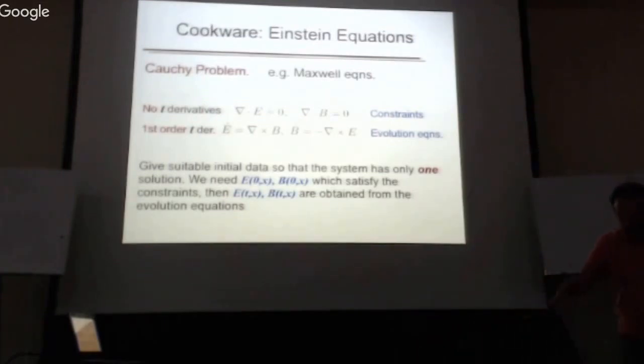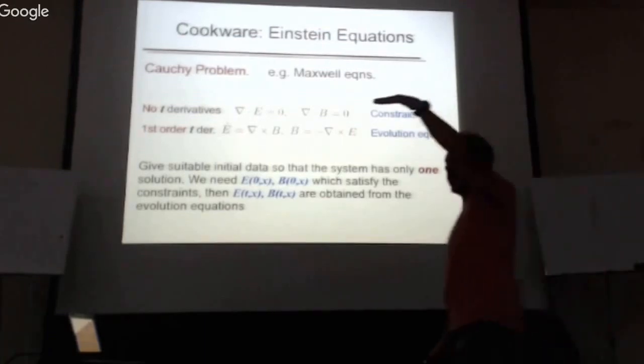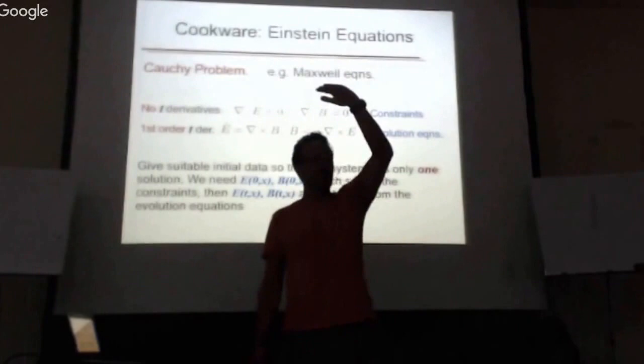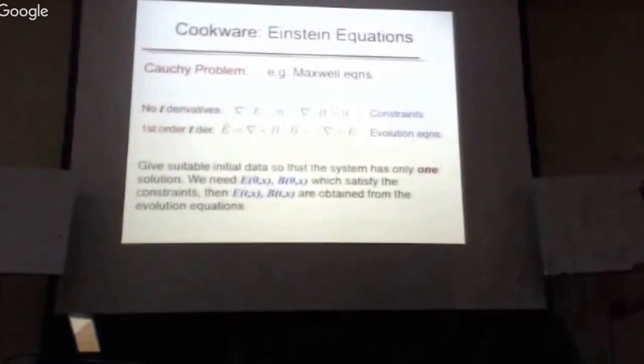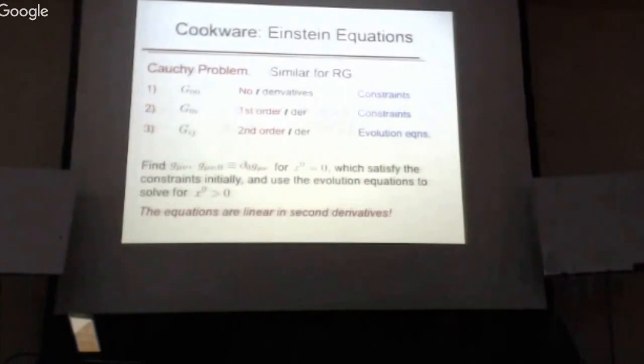So at time 0, we use the constraints, we get an electromagnetic field, and then later on in time, we only evolve it using the evolution equation. And this problem is well posed. I mean, you do get one solution. So at a later time, you get one solution. So a unique solution. So let's see what happens in GR.